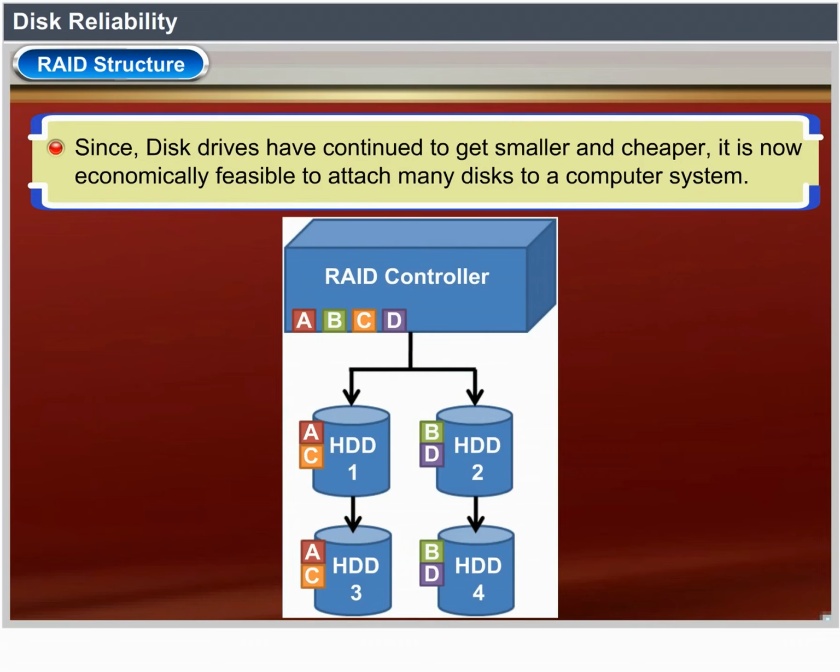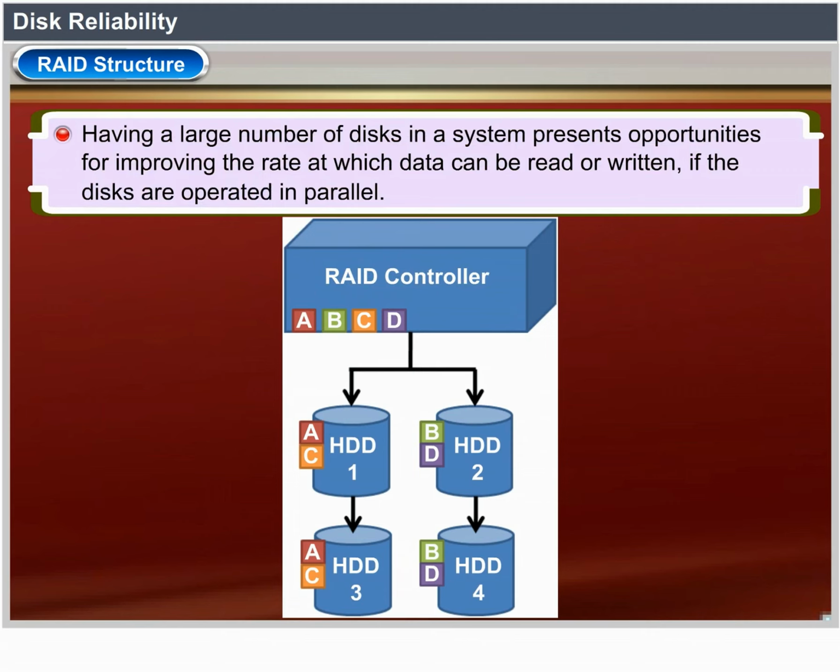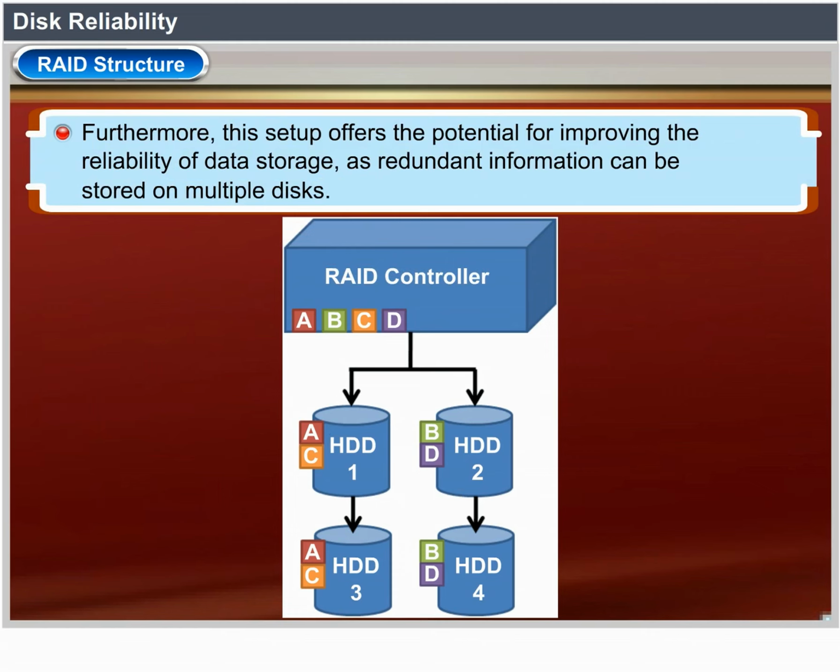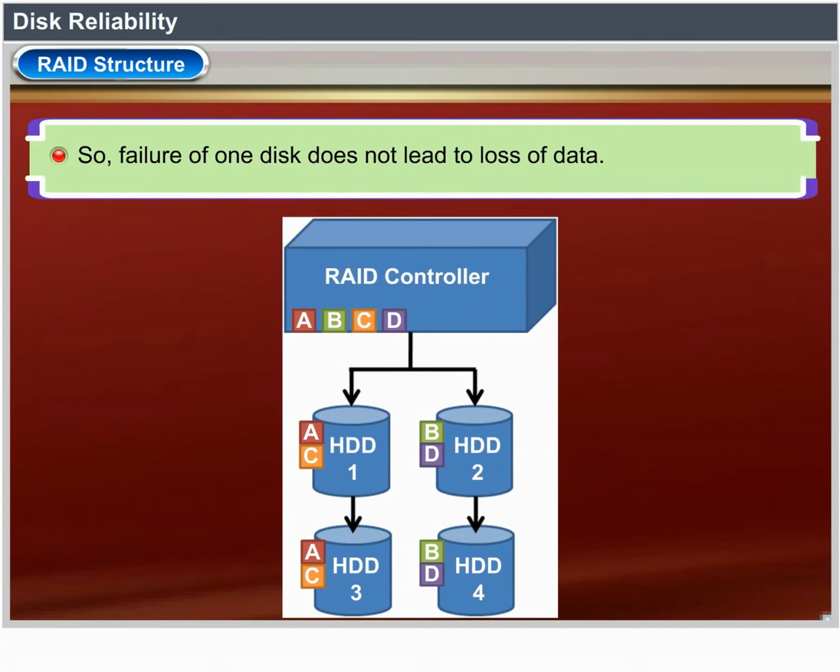Having a large number of disks in a system presents opportunities for improving the rate at which data can be read or written if the disks are operated in parallel. Furthermore, the setup offers the potential for improving the reliability of data storage because redundant information can be stored on multiple disks. Thus, failure of one disk does not lead to loss of data.